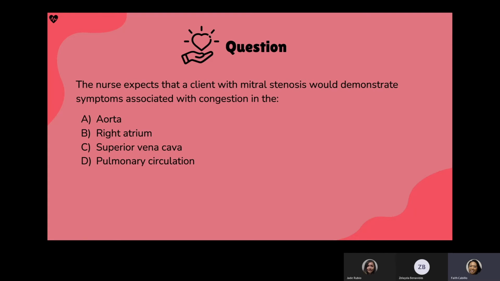Let's review this question. The nurse expects that a client with mitral stenosis would demonstrate symptoms associated with the congestion in the A. aorta, B. right atrium, C. superior vena cava, or D. pulmonary circulation. When a patient has mitral stenosis, blood will have a hard time getting through the left atrium and into the left ventricle. This will cause a backflow of blood through the pulmonary vein and into the pulmonary circulation, causing an increase in pressure and congestion. So the right answer is D, pulmonary circulation.